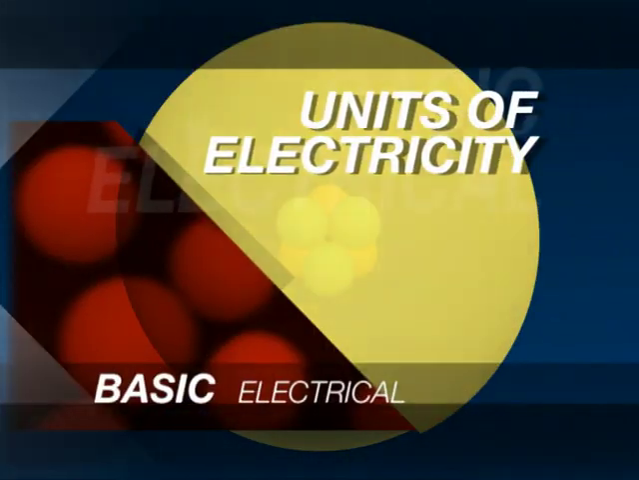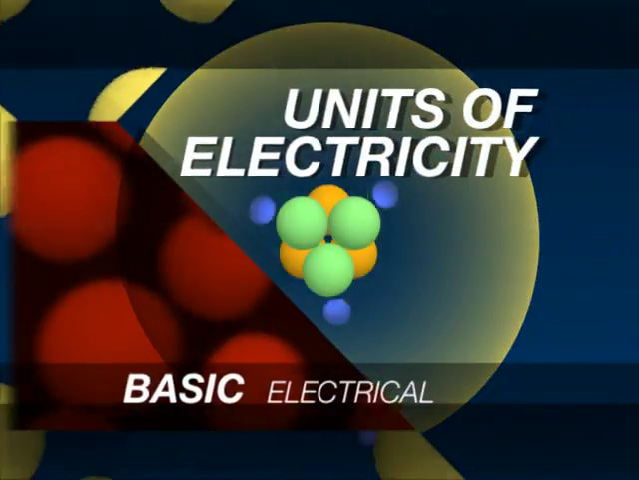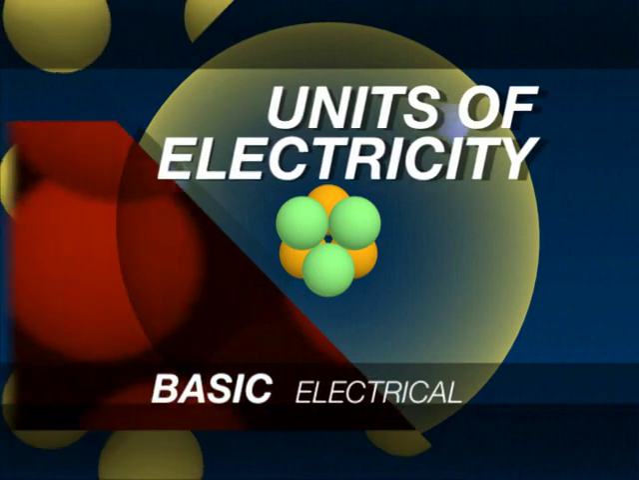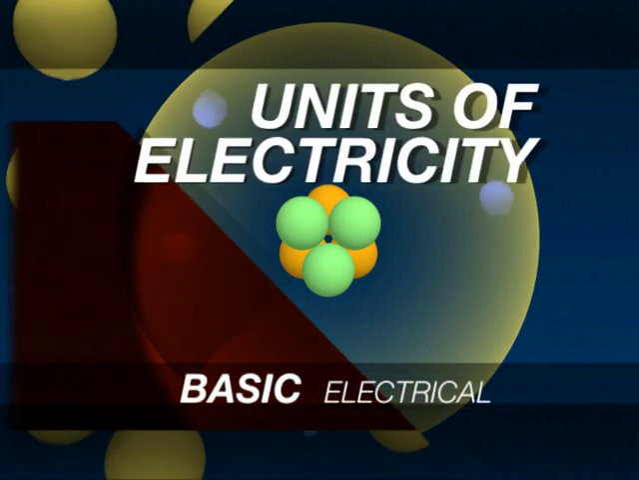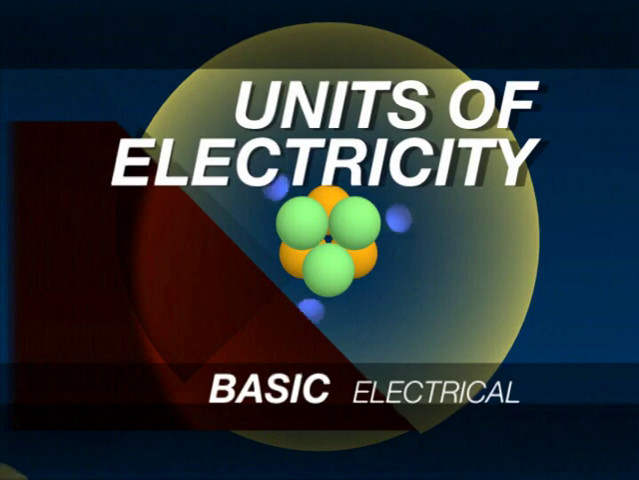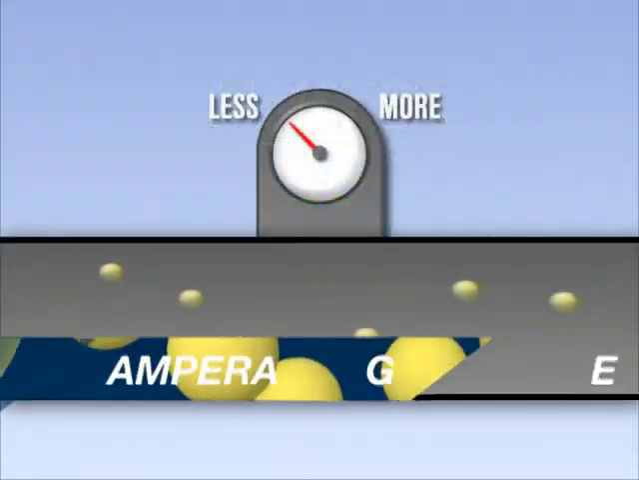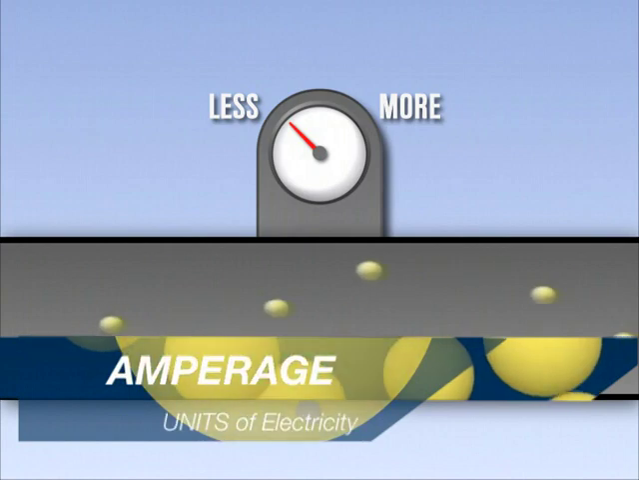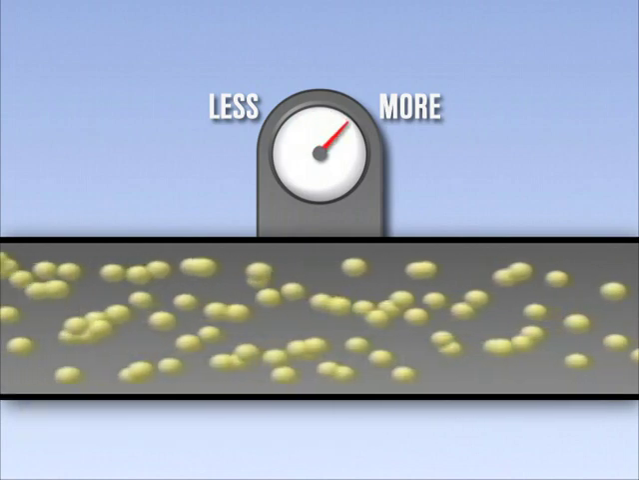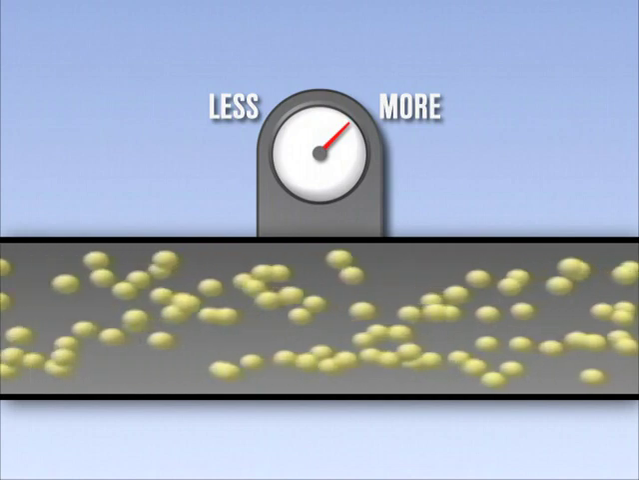There are three units of electricity: amperage, voltage, and ohms. While each one is described individually, it's important to know that each one has an influence on the others. Amperage is the amount of free electrons flowing. It can be thought of as the flow rate of electrons and is measured in units called amps.